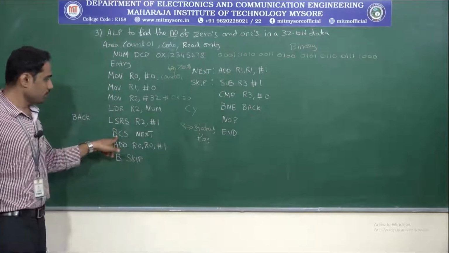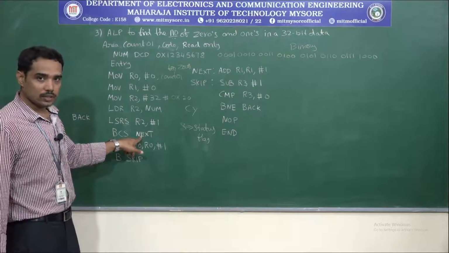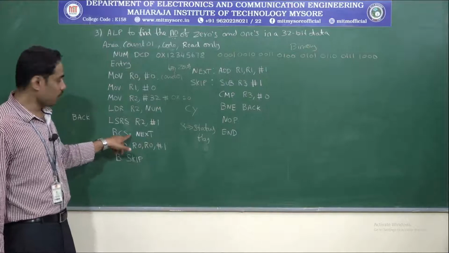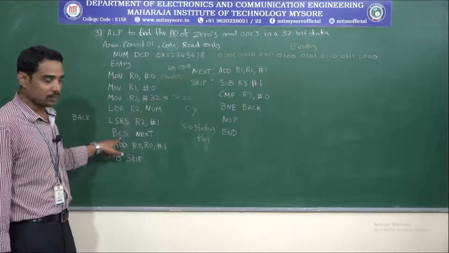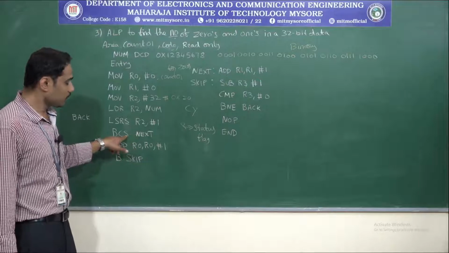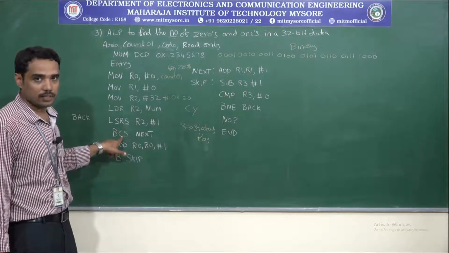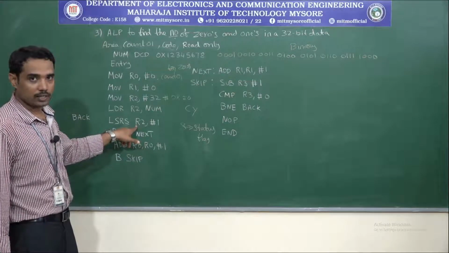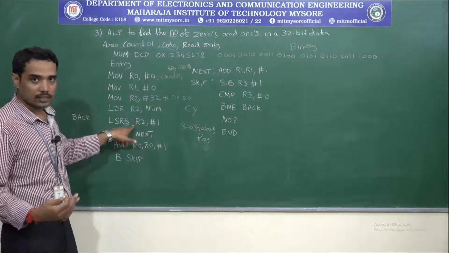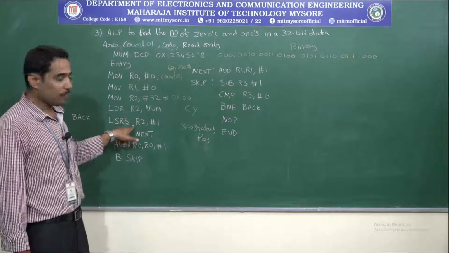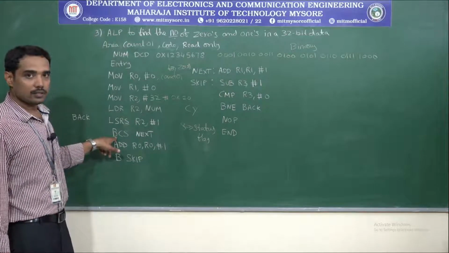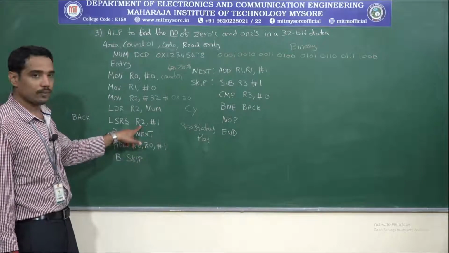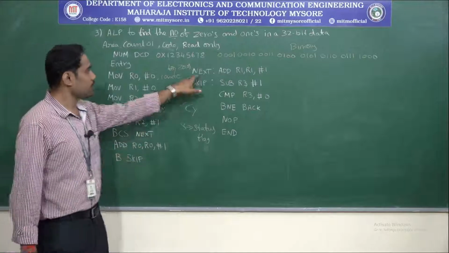Then branch to the label next. This is BCS, branch if carry set. Branch to next if carry is set. The C implies here carry is set. If any carry is seen out of the LSB, then this is going to work. That is BCS next. If there is any carry, then it goes to next.